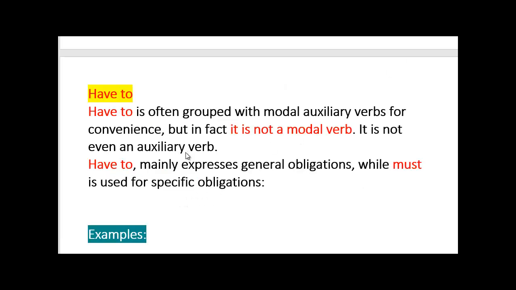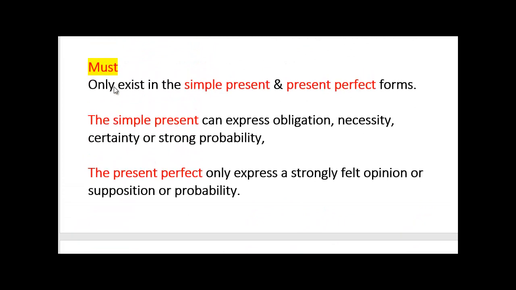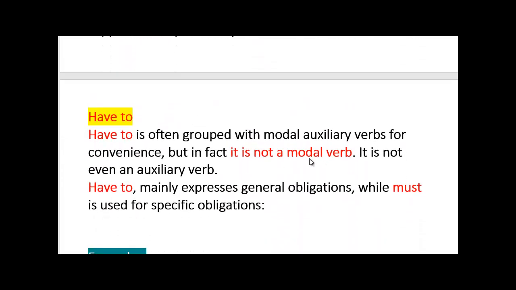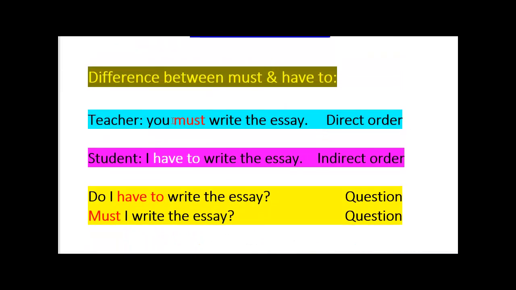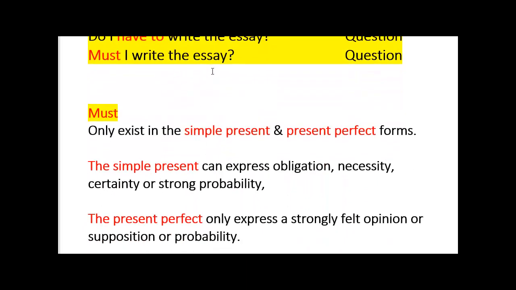Okay, that's good. We said that must is a modal verb. Have to is not a modal verb, but it's like a part of the package. Consider that, but it's not really a modal verb, and it's not an auxiliary verb either. All right, that's have to. Have to mainly expresses a general obligation, while must is used for specific obligation. So up there, we talked about the difference between using must from the teacher and have to from the students, and in the questions, these are some differences.